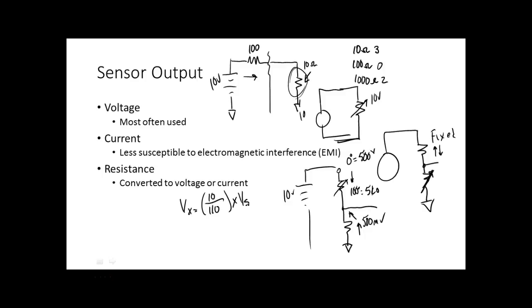And I could put this on a test. I could say, okay, I've got a 10 ohm resistor and I've got a 100 ohm resistor. How much voltage would the 10 ohm drop? Somebody would say 5 ohms.